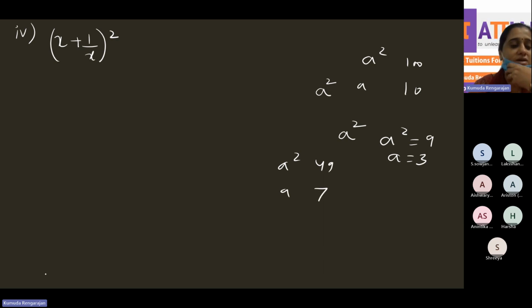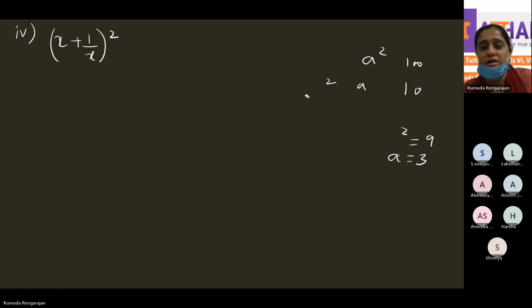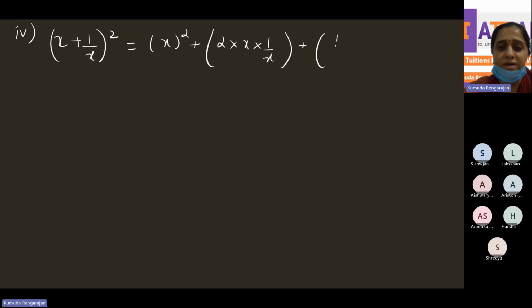Correct. So it's okay if you cannot find x plus 1 by x. Let's find x plus 1 by x the whole square. Now how will you expand this? What is a plus b the whole square? It is a squared plus 2 into a into b plus b square.